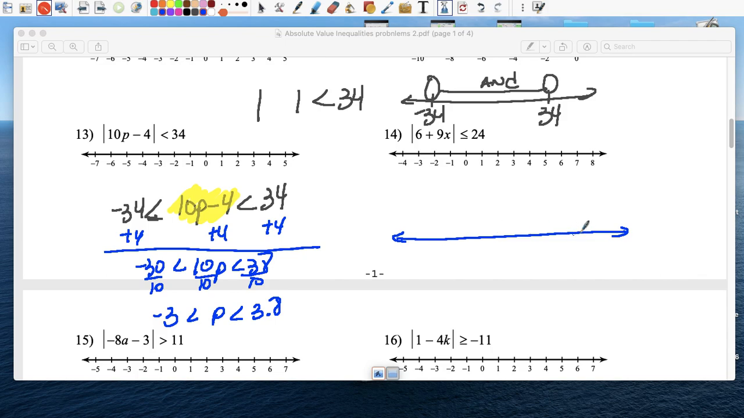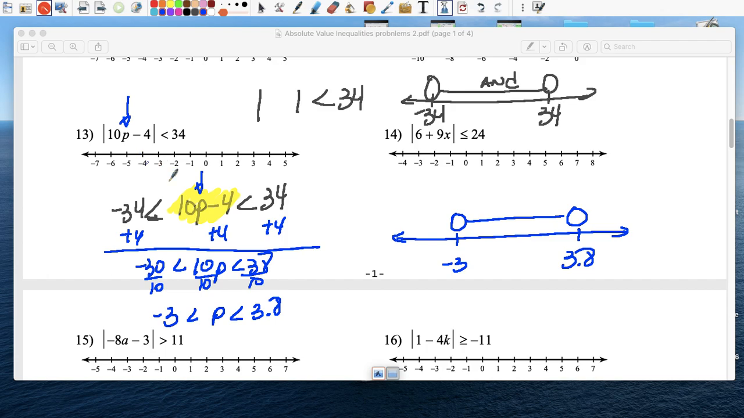To represent the values of p that we can use, it's going to be between -3 and 3.8, not inclusive. If you pick any of these numbers from -3 all the way to 3.8 and you plug it in here for p, it makes this inequality true.